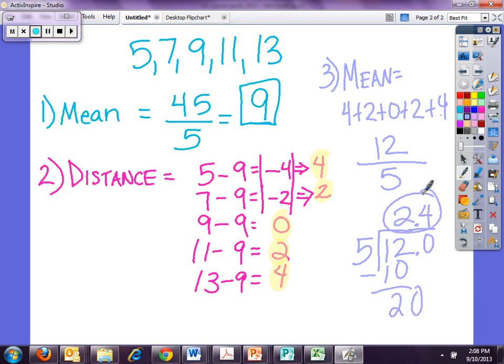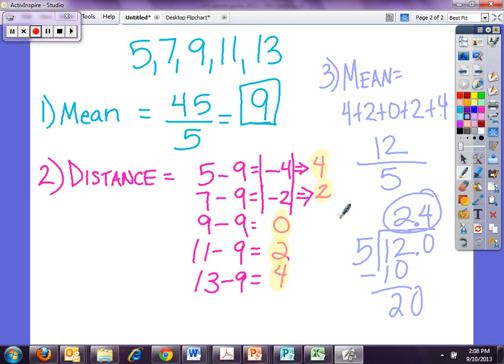So now the question is, what does MAD mean? Yes, we know it's the mean absolute deviation, but what it is telling me is that each point is on average 2.4 spaces away from the mean. Okay, so our average distance of each data point is 2.4 spaces from the mean of 9.